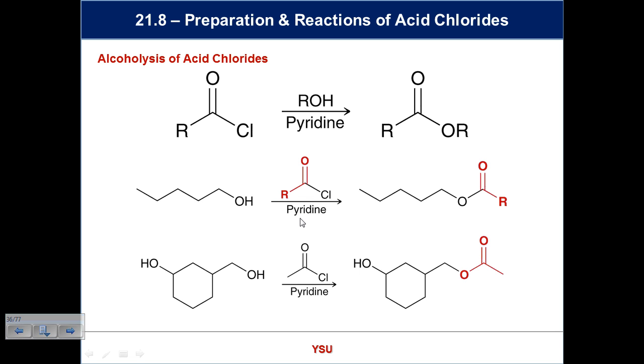So now we've got this argument that the pyridine serves a couple of purposes, and you're able to go from here, attack this thing, pick up the proton with the pyridine, lose the chloride, and you end up with an ester through nucleophilic acyl substitution, through a tetrahedral intermediate.